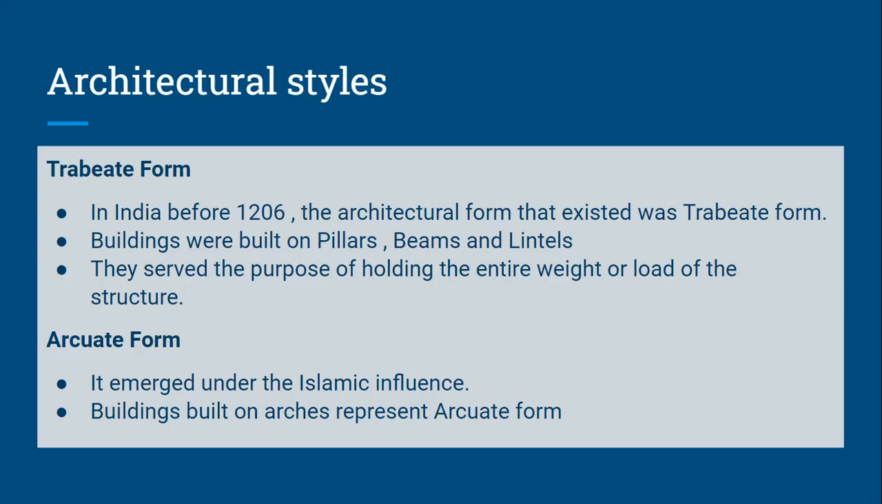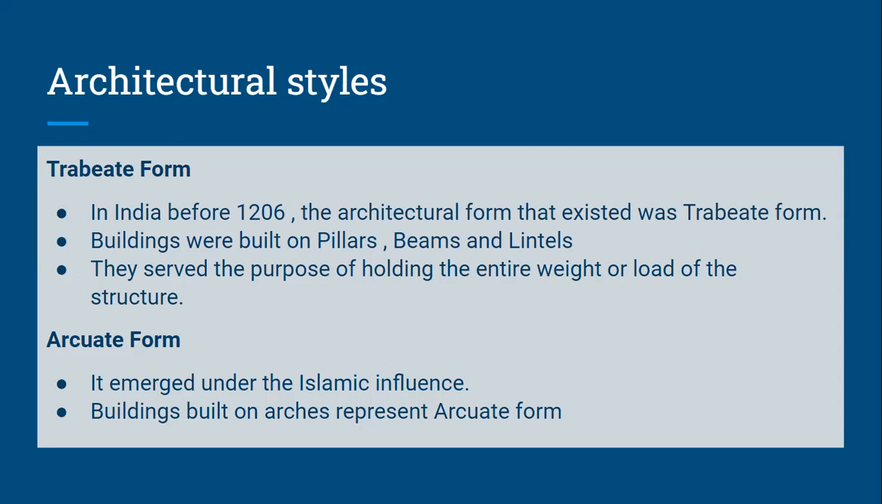Now, what was the role of these features? They serve the purpose of holding the entire weight or load of the structure. That is the importance of pillars, beams, and lintels. So this is the trabeate form which existed originally in India.